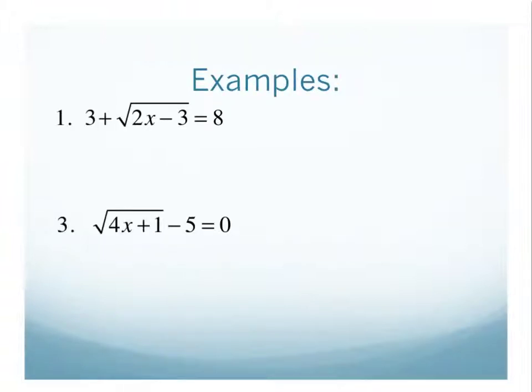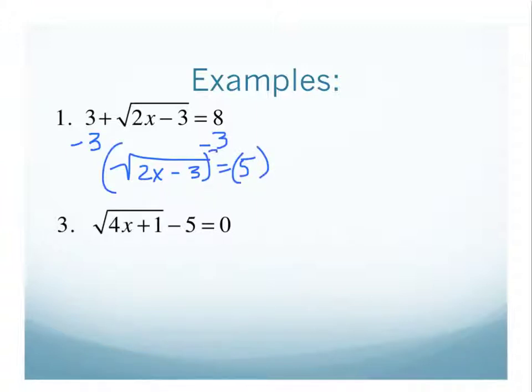Okay, so here we have our first example. We've got 3 plus the square root of 2x minus 3 is equal to 8. So we're going to start by isolating that radical, by subtracting this 3 from both sides of this equation, giving me the square root of 2x minus 3 is equal to 5. And then we're going to square both sides of the equation because it gets rid of that radical sign, giving me 2x minus 3 on the left and giving me 25 on the right.